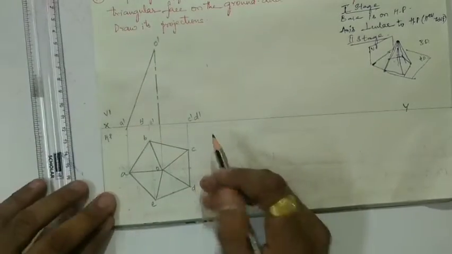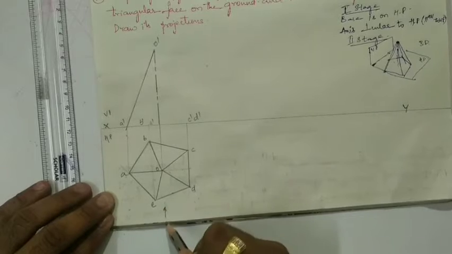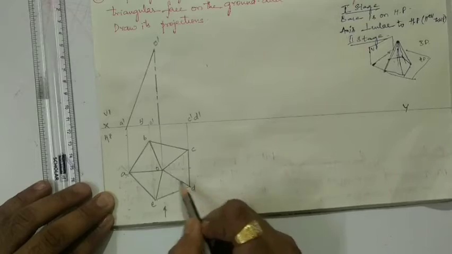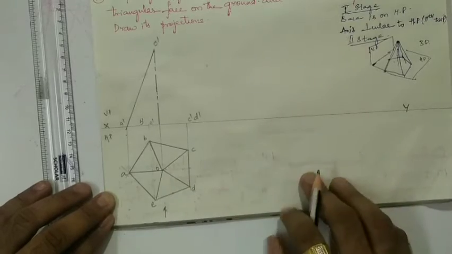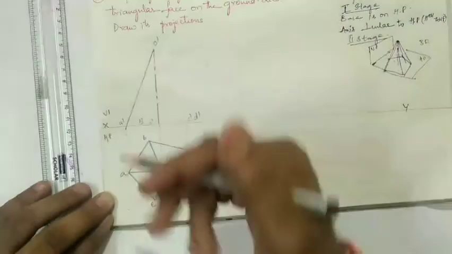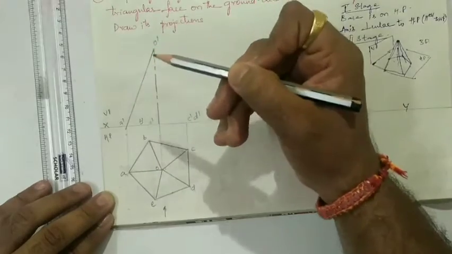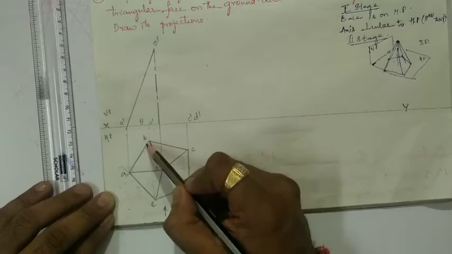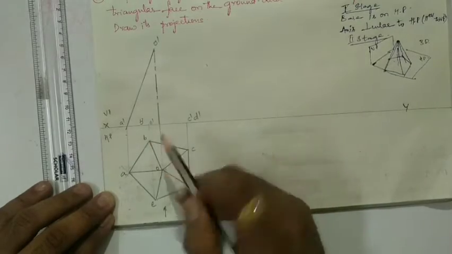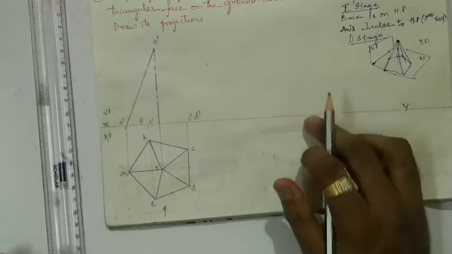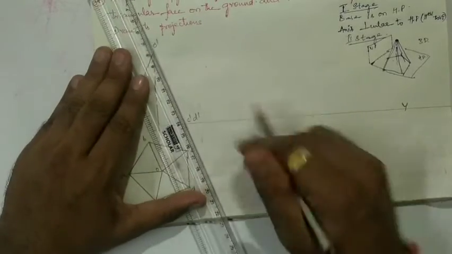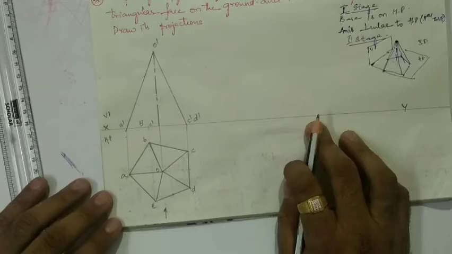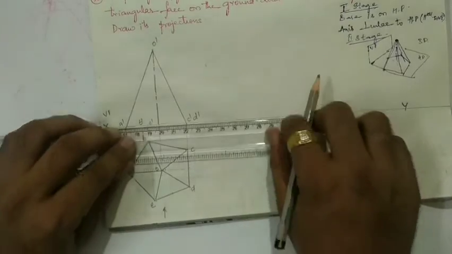For the front view image, make sure of it by seeing from this side. This slant edge and this slant edge are visible. In the front view, A dash to O dash, E dash to O dash, and D dash to C dash are visible, whereas B dash, B O and C O are invisible. But the visible line will dominate the invisible line, so that we are drawing here. Okay, so this is my complete face.